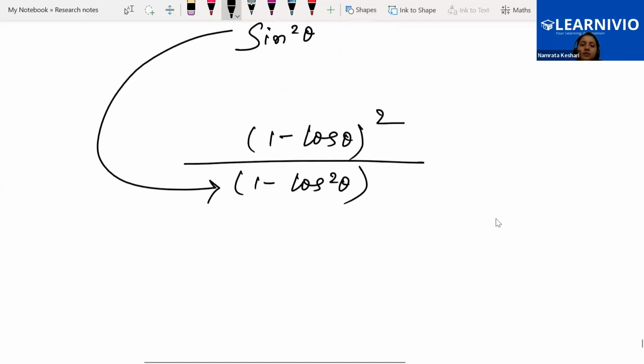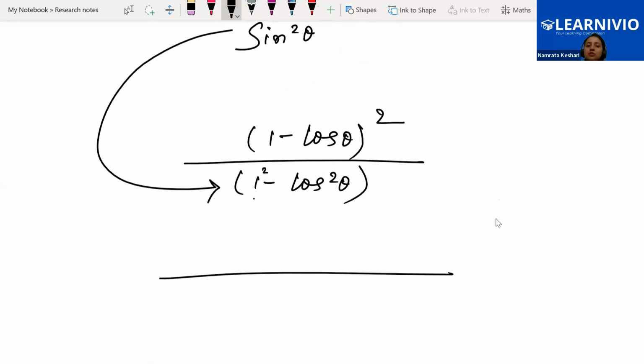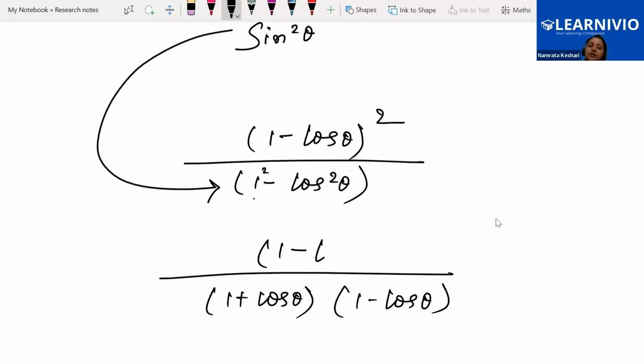So now the denominator is looking like a square minus b square. Check it. We can write it as a plus b times a minus b. And in the numerator, 1 minus cos theta whole square. We will not expand it, otherwise we will get trapped and we won't be able to prove. Here, one of the 1 minus cos theta will get cancelled and we are done with the proof.